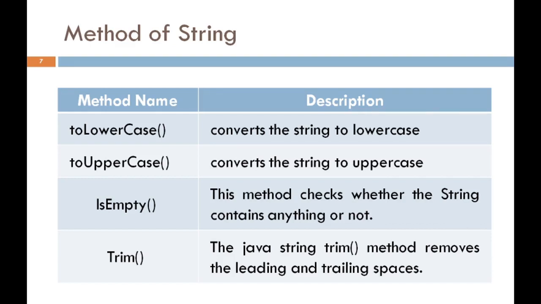The next method of the string is trim. The Java string trim method removes the leading and trailing spaces. It checks the Unicode value of the space character before and after the string. If it exists, then it removes the space and returns the trimmed string.